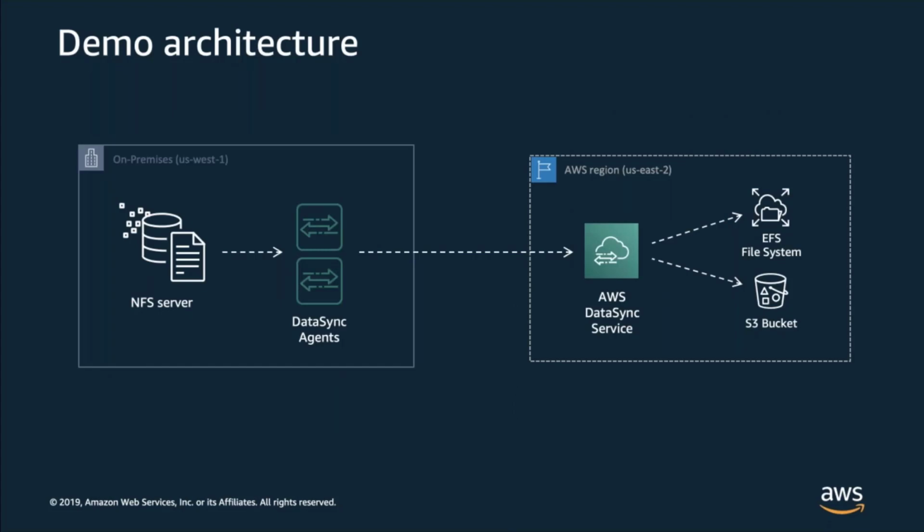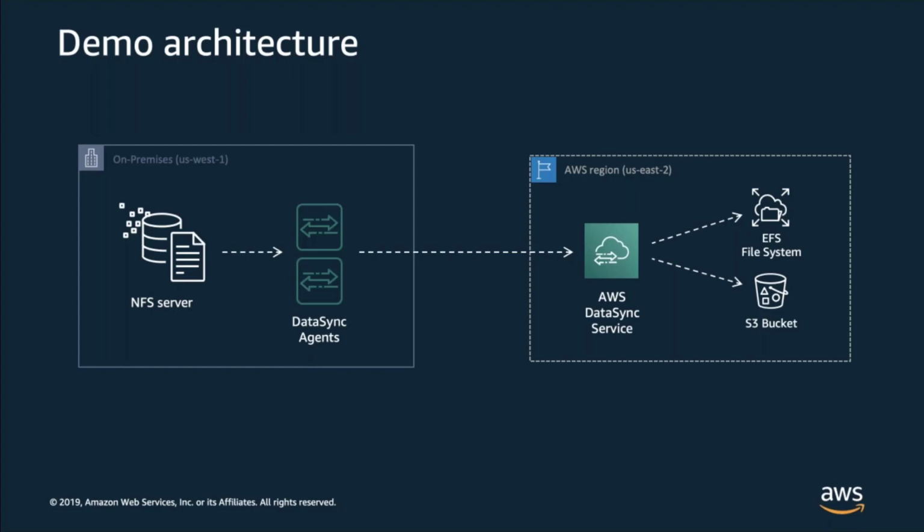Now the architecture that I've deployed is I've deployed in 2 regions. So in my on-premises region, I've deployed an NFS server, and I've pre-populated it with the folders and files that I mentioned previously. I've also deployed 2 DataSync agents in that same region. I'm putting them close to my NFS server to minimize the latency between my agents and my source data. And then in my destination region, which is the Ohio or US East 2 region, I've created an EFS file system and an S3 bucket.